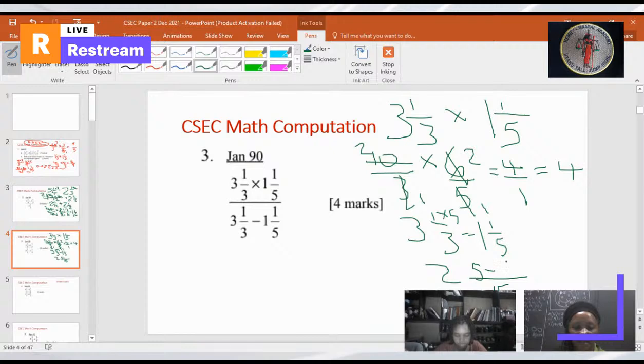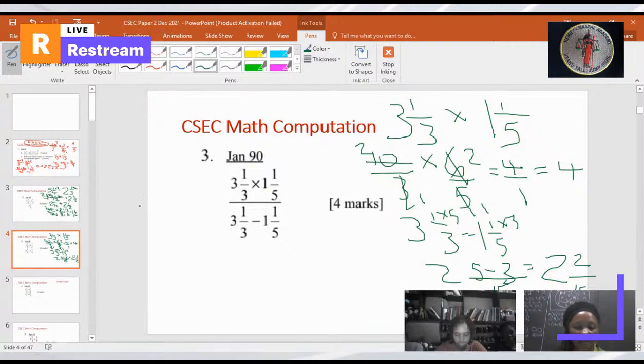5 goes into 15 3 times, 1 times 3 is 3. And 5 take away 3 is 2. So 2 and 2 over 15. That's not the final answer. We now need to divide the 4 by this. Remember, it was this answer divided by this answer.